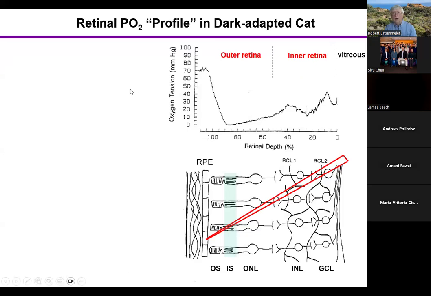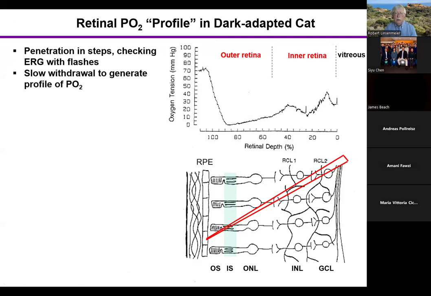So here's kind of our basic picture of oxygen across the retinal depth. What we do with the microelectrode is penetrate the retina in steps, and we check the ERG as we're going along. Then we gradually withdraw the electrode, and what that does is to generate this profile of PO2 across the retinal layers, as is shown at the top. This happens to be a cat retina.